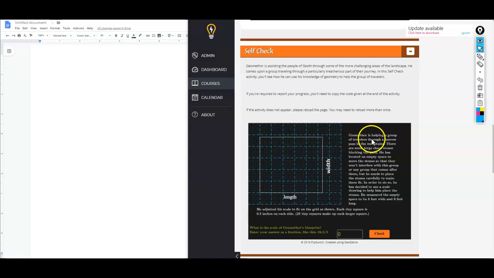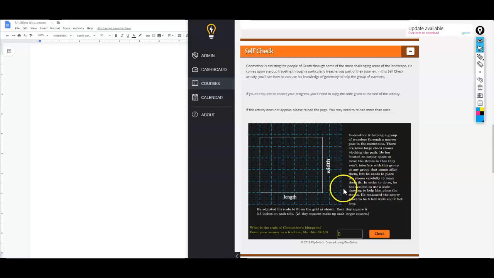Alright, Geomathor is helping a group of travelers through a narrow pass in the mountains. There are some large chaos stones blocking the path. He has located an empty space to move the stones so that they won't interfere with this group or any group that comes after them, and he needs help to place the stones carefully to make them fit.